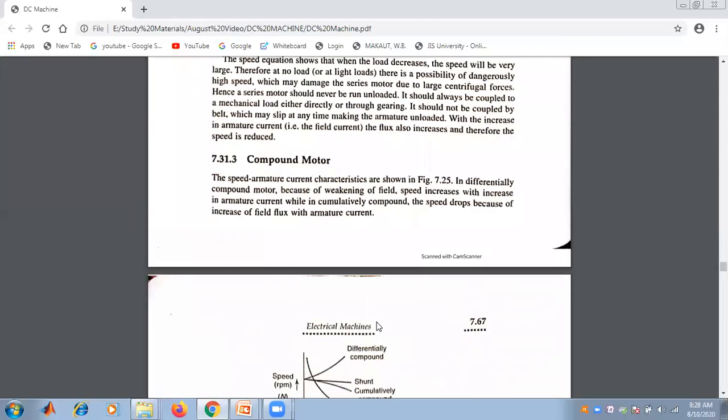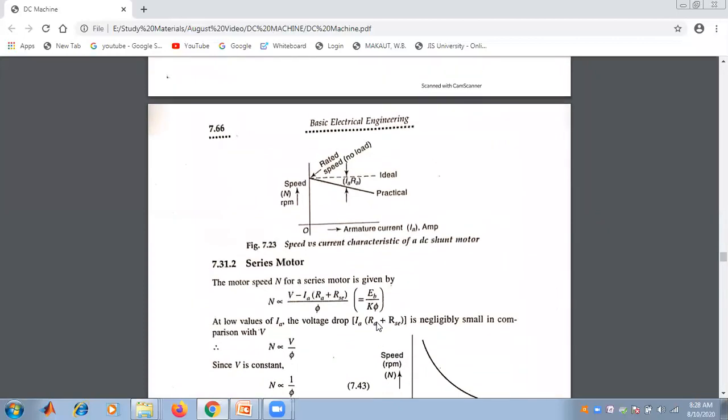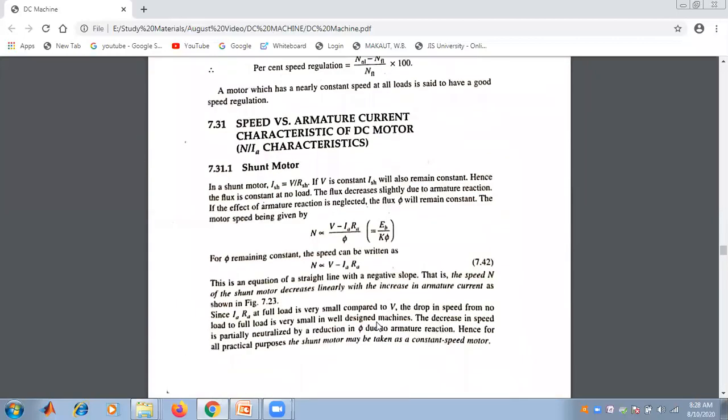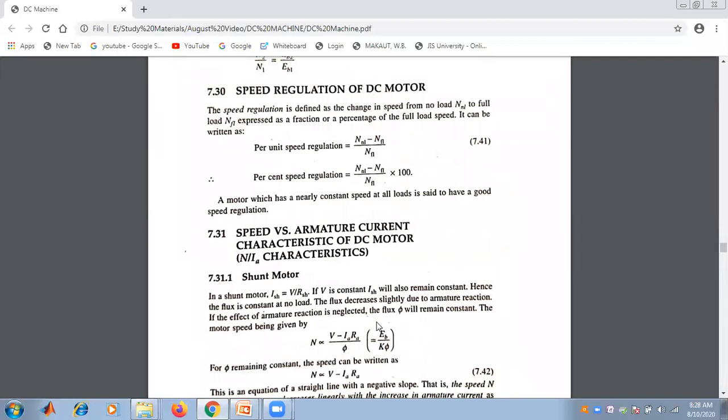So we have seen how the speed torque and also the speed versus armature current can vary for DC motors or DC machines, followed by the speed regulation concept. From the speed regulation, it is clear that a motor which has nearly constant speed at all loads is said to have a good speed regulation.